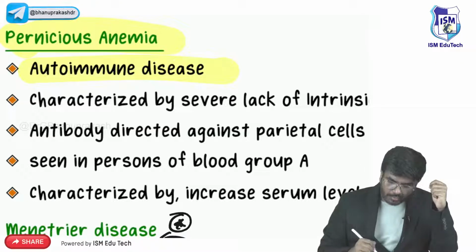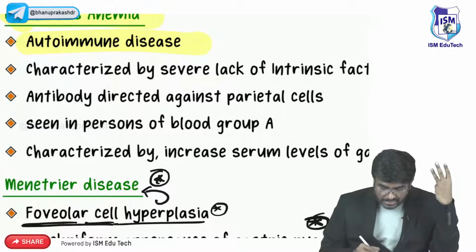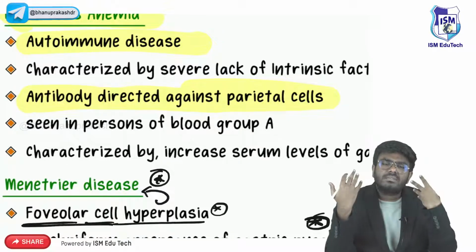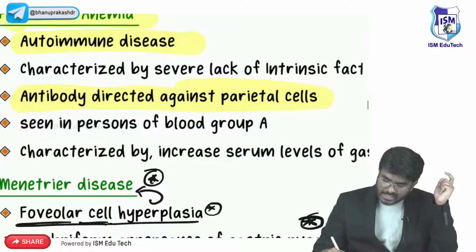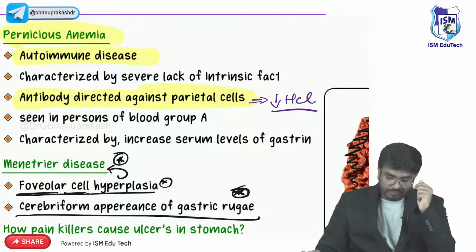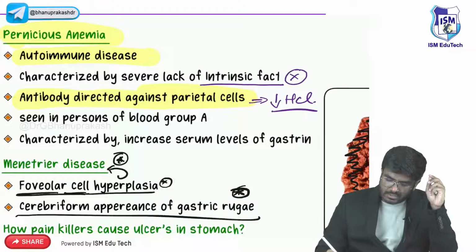Pernicious anemia means an autoimmune disease where the antibodies are directed against the parietal cells. So parietal cells are gone. When the parietal cells are gone, do you think acid production will be there? No, there is decreased acid production, decreased HCl. When the parietal cells are gone, do you think intrinsic factor will be there? Intrinsic factor is also not there.